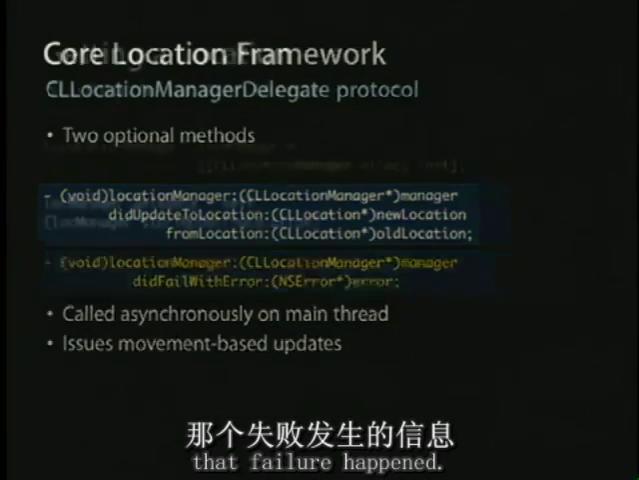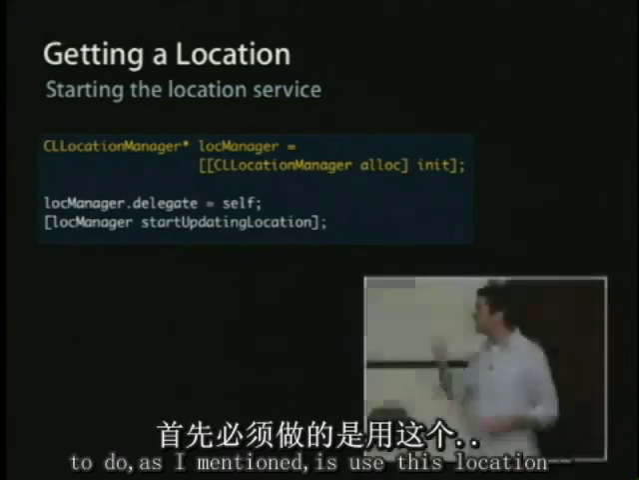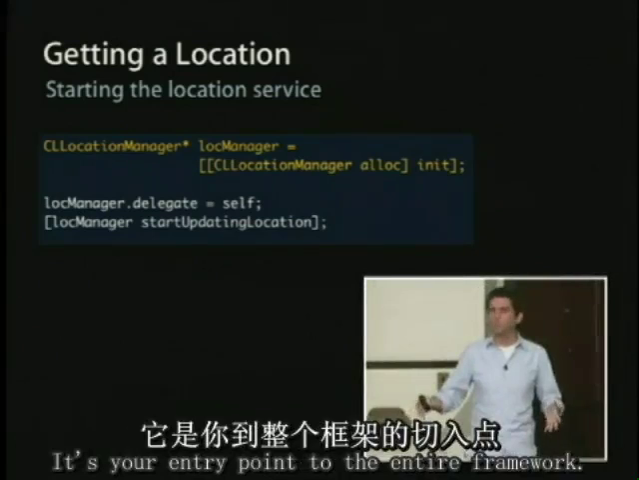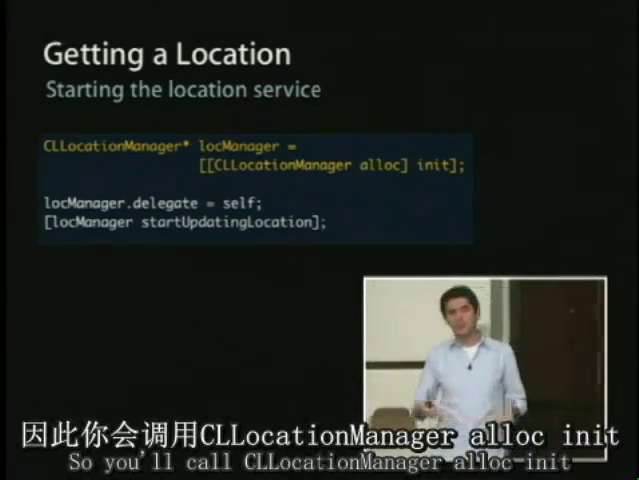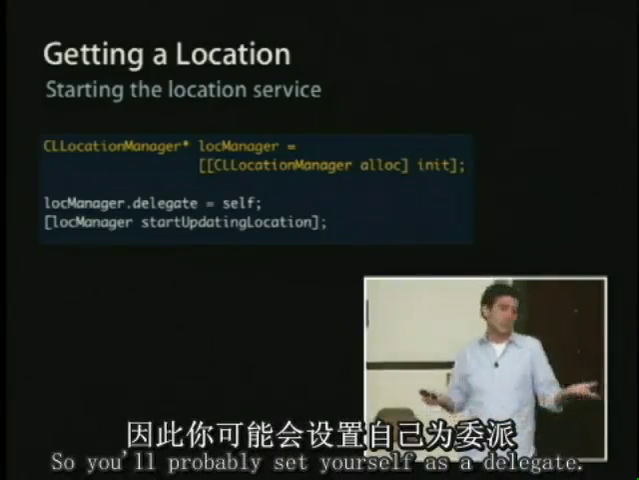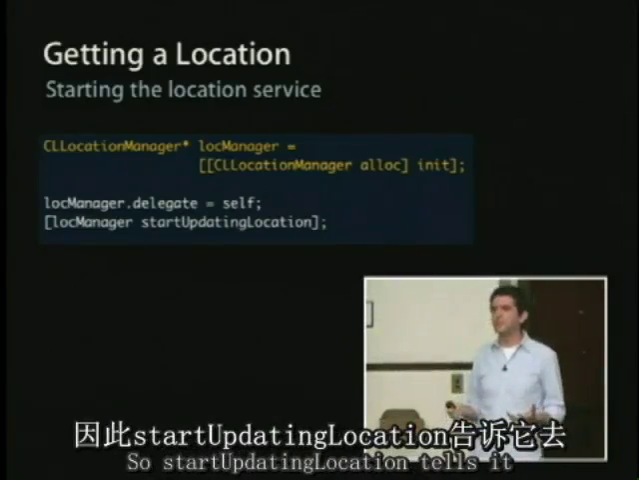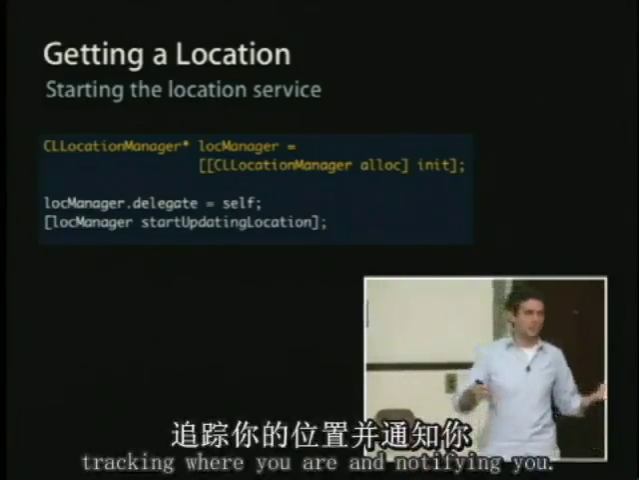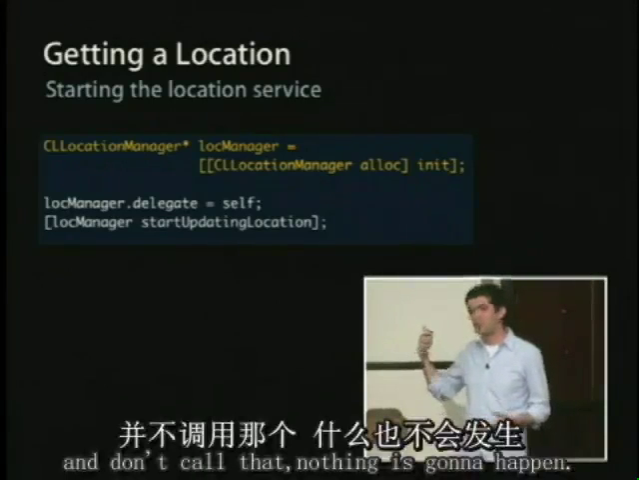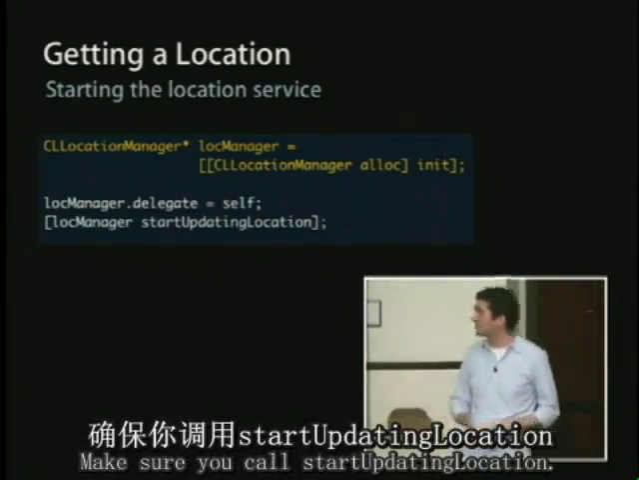All right, so if you want to start using this, the first thing you have to do, as I mentioned, is use this CLLocationManager object. It's your entry point to the entire framework. So you'll call CLLocationManager alloc init to get a new one. Set its delegate, so you'll probably set yourself as the delegate. And then call startUpdatingLocation. So startUpdatingLocation tells it to begin generating these notifications, tracking where you are, and notifying you. If you just allocate it and set your delegate and don't call that, nothing's going to happen, so you won't be notified. Make sure you call startUpdatingLocation.